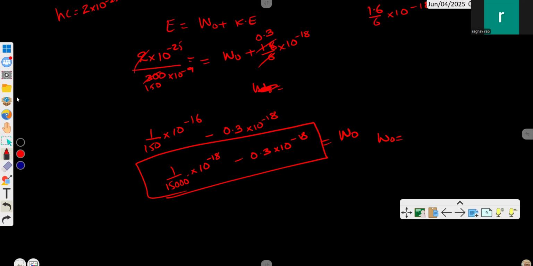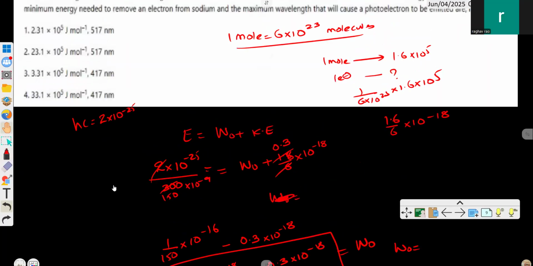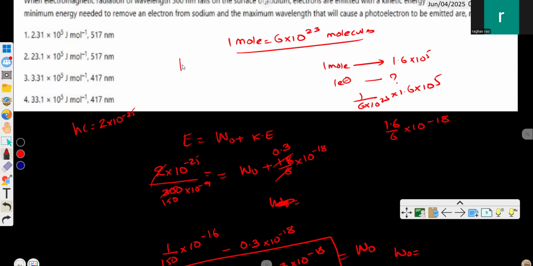Once the work function comes, what we have to do is, work function is equal to h nu naught. Then you have to find the threshold. See, nu naught is nothing but c by lambda naught. You have to find out the threshold wavelength. So please do the calculation for this question.